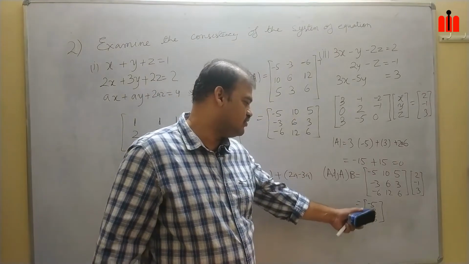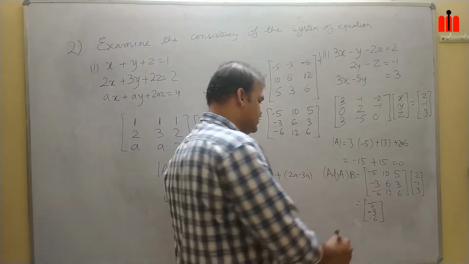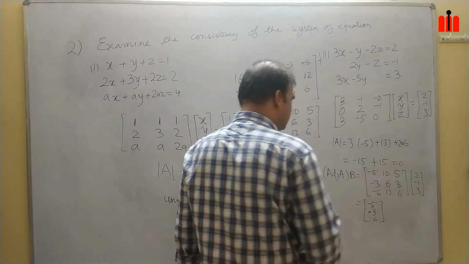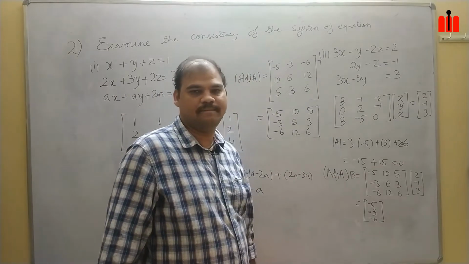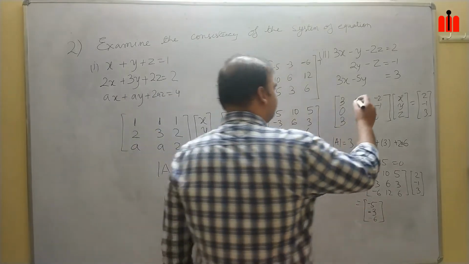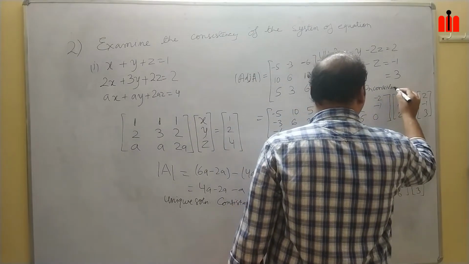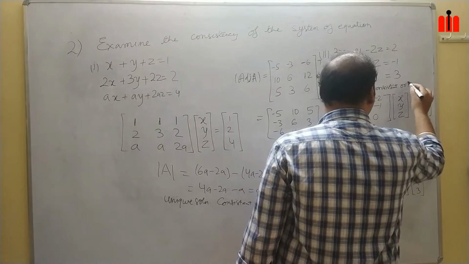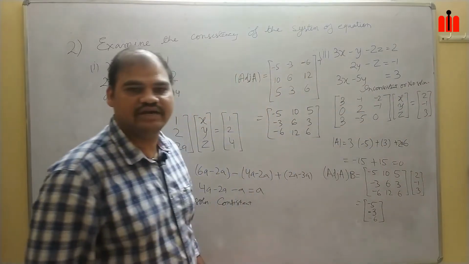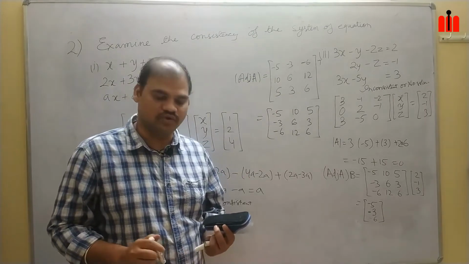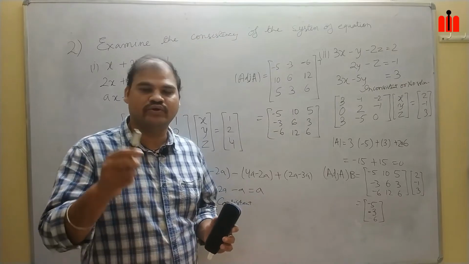So this is non-zero. Minus 5, minus 3, minus 6 is non-zero. As adjoint A into B is non-zero, this is inconsistent, or no solution. This completes problem number 2.